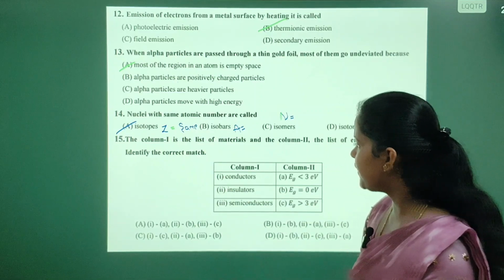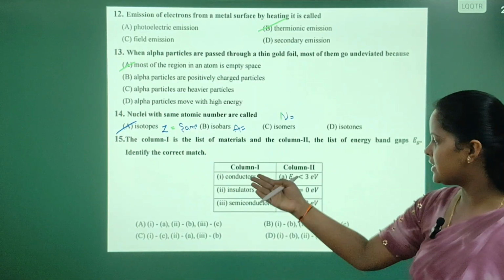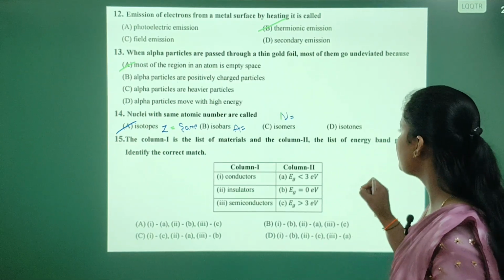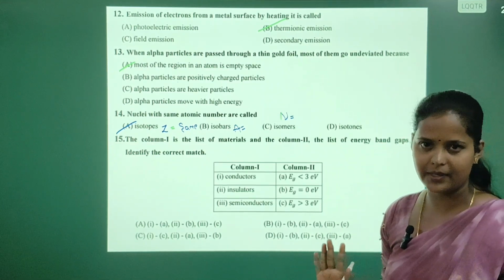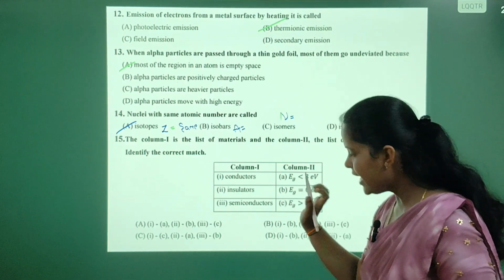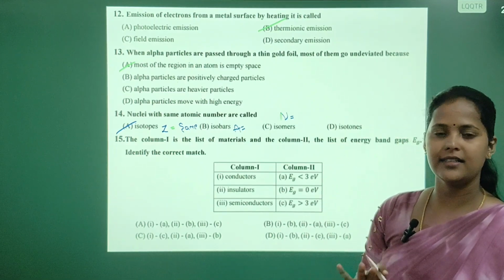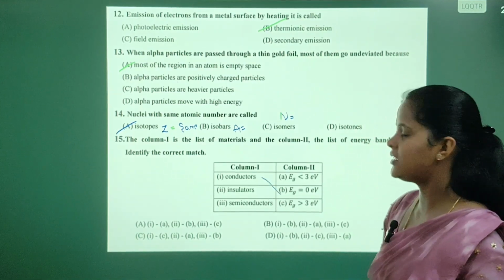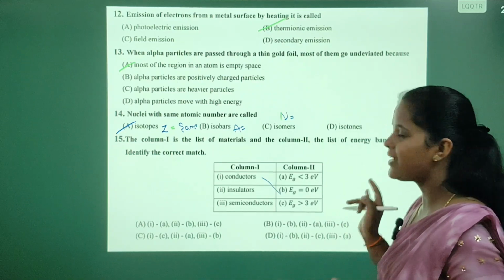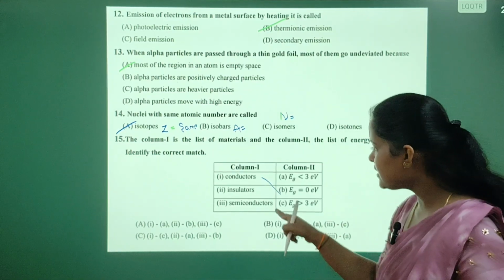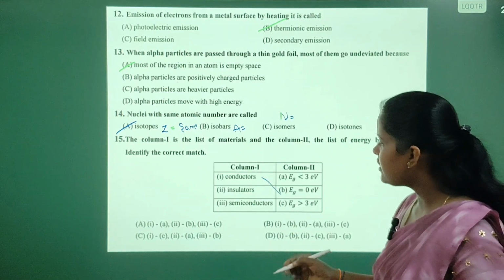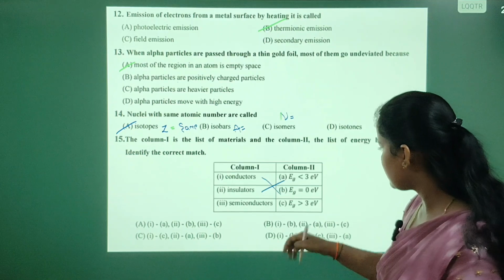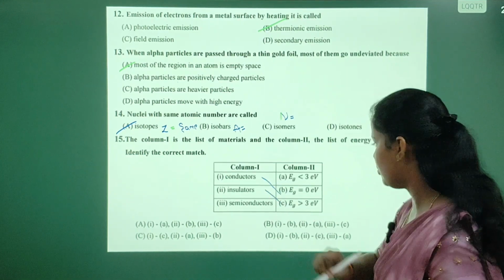Okay, so the next, 15th question, they are giving two columns. Here conductor, insulator and then semiconductor. We have to match the energy gap for the conductor, insulator and semiconductor. Okay, here as we all know, the energy gap in a conductor is 0. So for the conductor, Eg is equal to 0 electron volt. Okay, yes. Next here, the insulator. As we all know, the energy gap in an insulator is greater than 3 electron volt.